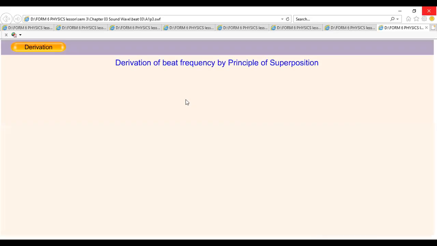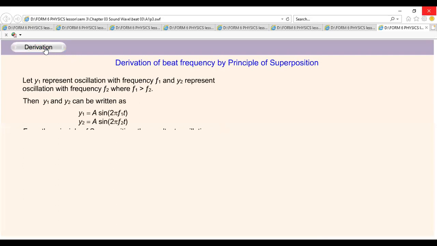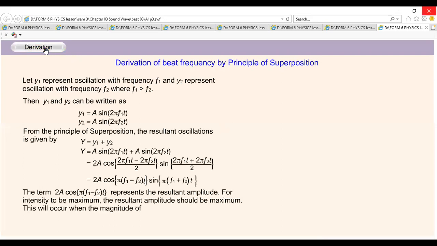Next, the derivation of beat frequency by the principle of superposition. Let y1 represent the oscillation with frequency f1, and y2 represent the oscillation with frequency f2, where f1 is greater than f2. Then y1 and y2 can be written as y1 equals A sin 2 pi f1 t, and y2 equals A sin 2 pi f2 t.